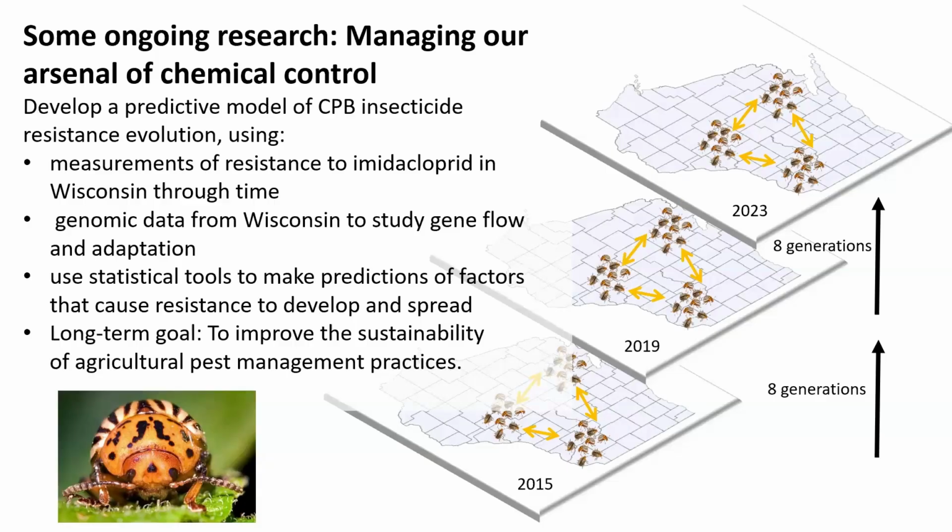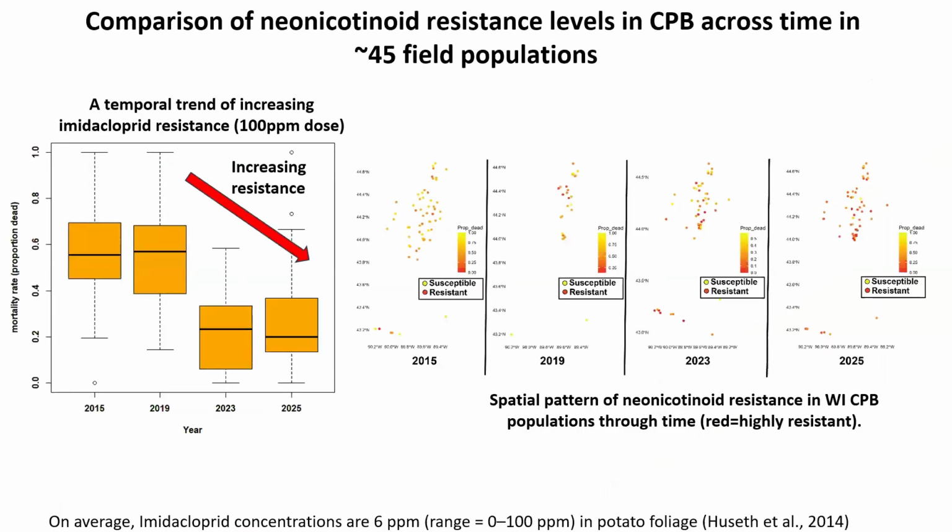What I've been working on is sampling temporally and spatially to track evolution in real time in some of these pests, to try to understand the factors that contribute to resistance evolution occurring in particular populations, and ultimately to develop tools, statistics, models, simulation tools that could help us make predictions to forecast where resistance might occur next. We've been measuring phenotypic data for neonicotinoids over a period of time since I got started.